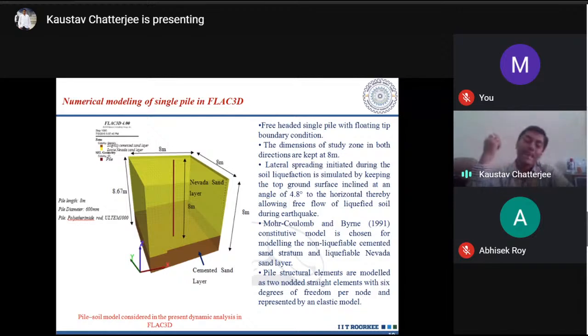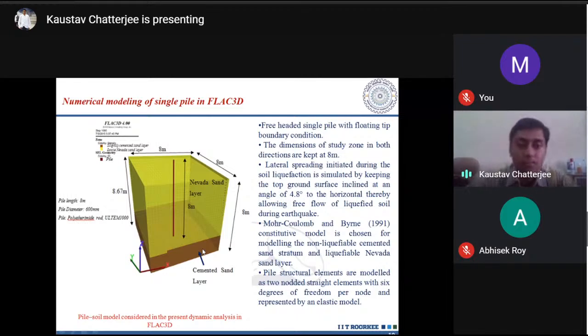Now we know that for any numerical work, that work has to be validated with some existing work in the literature. So what I have done is that the same model that I have discussed over here, I have prepared as the same numerical model in FLAC 3D computer software. It is a finite difference based computer program, where you have to write your own code for this three-dimensional problem. I assumed a free-headed pile with a floating tip, and the top layer represents the Nevada sand layer, and this represents the cemented sand layer.